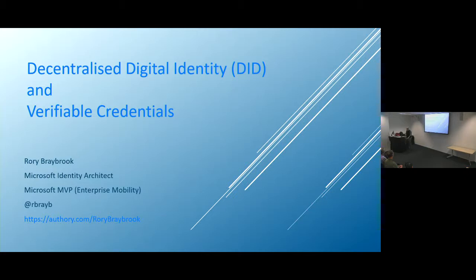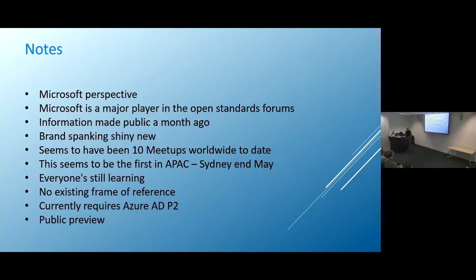Okay, so some notes. I'm going to be talking about decentralized identity, but from a Microsoft perspective. There's a whole lot of open standards that people have implemented. Different companies have done it in different ways. Because I'm a Microsoft identity architect, I'm going to be telling you about the way that Microsoft has implemented it. It is all based on open standards, and Microsoft is a major player in the forums, getting it up and running. It went into public preview less than a month ago, so this is really brand spanking shiny new stuff.